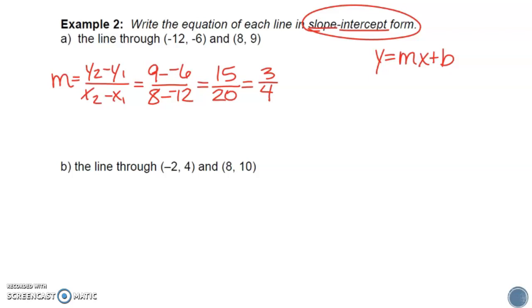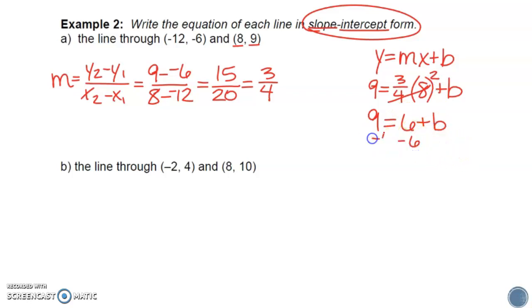For part A, I'm going to go ahead and substitute the 8 and the 9 for x and for y, and then I'm going to use my 3/4 as my m. So I'll have 9 equals 3/4 times 8 plus my b, my unknown b value that I'm not sure what it is yet. I'm going to go ahead and do my multiplication. So 9 is equal to 6 plus b, and in order to solve for b, I would subtract 6. So b is equal to 3.